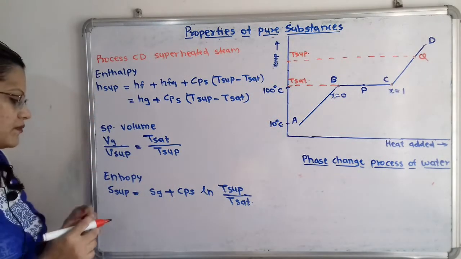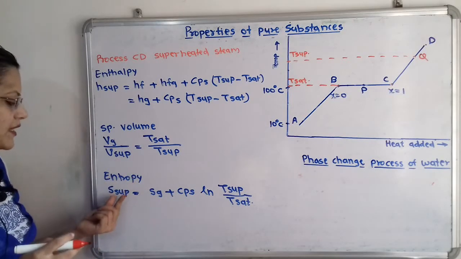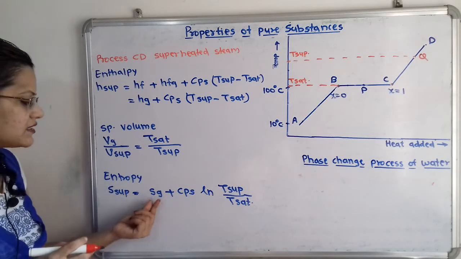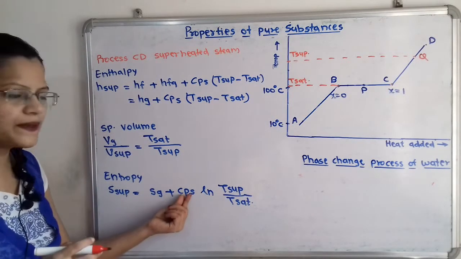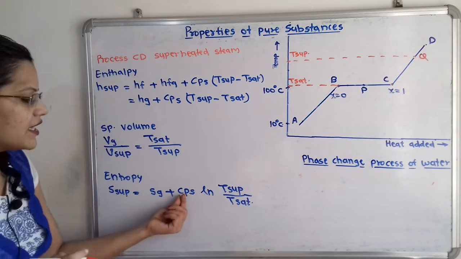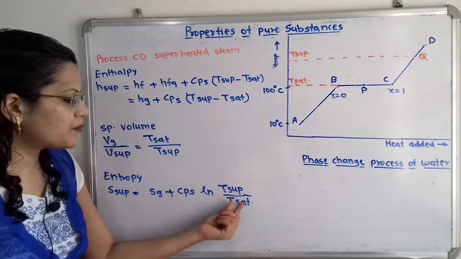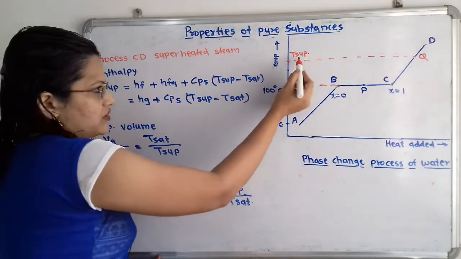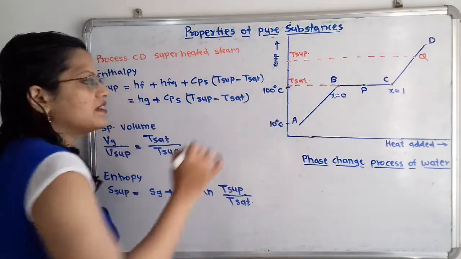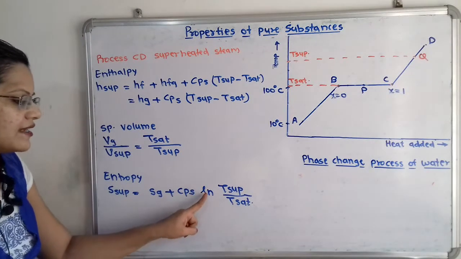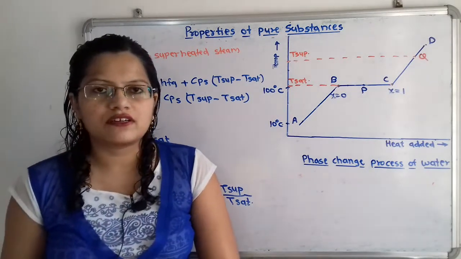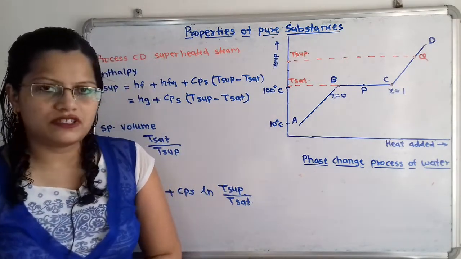Now entropy. So entropy of superheated steam, that is S superheated, is equal to Sg plus Cps, that is the specific heat of the superheated steam, multiplied by Ln of T superheated by T saturated. So here is T superheated and T saturated. This Ln is available in the calculator and we can calculate this.